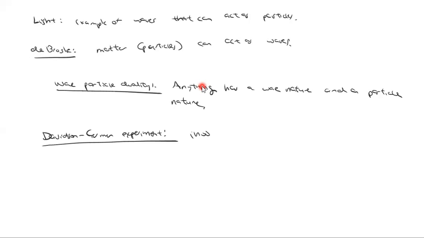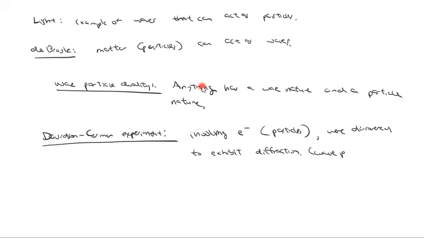This is an experiment involving electrons, which at this point in time we clearly know are particles. But what we found was that these electrons were discovered to exhibit diffraction, which is clearly a wave property. And this was discovered after de Broglie's theory was published. So this is basically experimental evidence for de Broglie's theory. De Broglie says that all matter, such as electrons, has a wave property. And that's basically the gist behind de Broglie's idea.